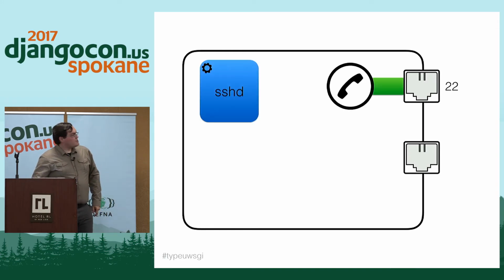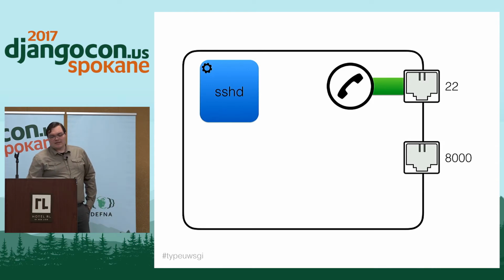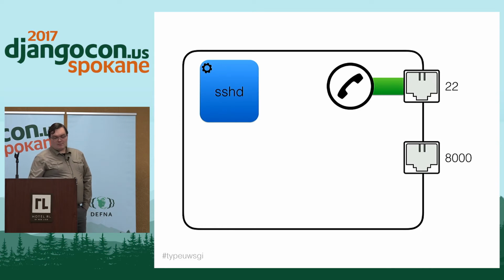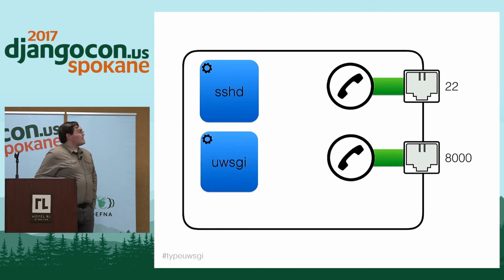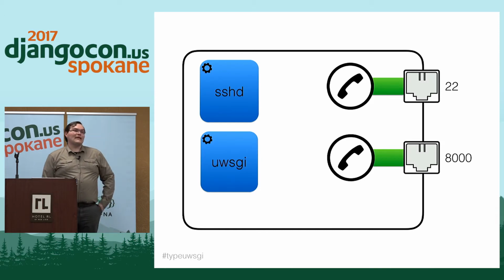And so the first thing that SSH is going to do is it's going to connect this phone line, which is our metaphor for a socket. It's going to connect a socket to port 22, and then it's going to use that socket to communicate through the port to the outside world. Now, uWSGI is doing a similar thing on port 8000, where it's connecting this phone line, this socket, to port 8000, and then using that to communicate and accept connections coming in from outside.